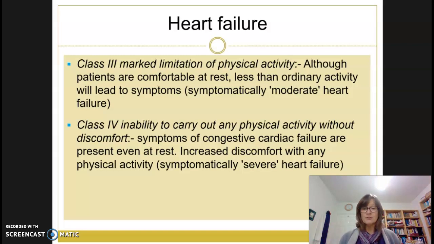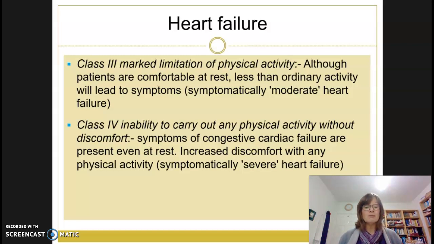And then class 4 is the inability to carry out any physical activity. So people are severely breathless, they may get congestion, so it's fluid in their heart muscles, even at rest. Any physical activity can be painful, and so the breathlessness means that people are very immobile. So a very severe impact, severe disability, severe impact on everyday life.